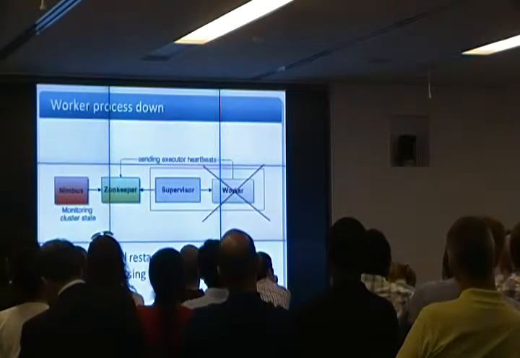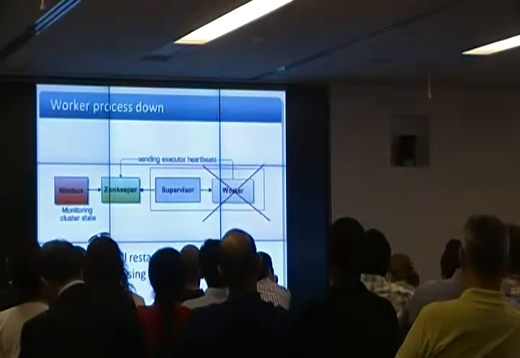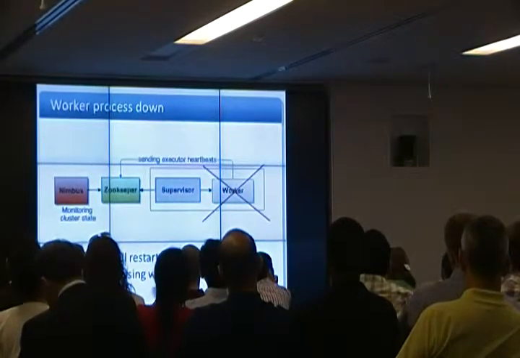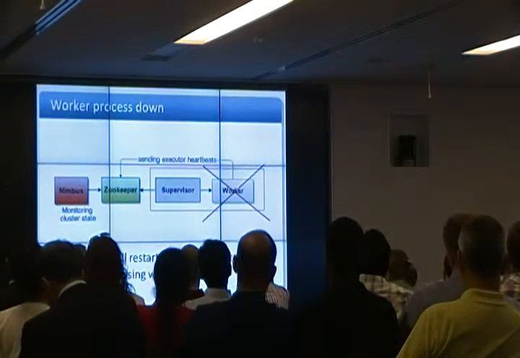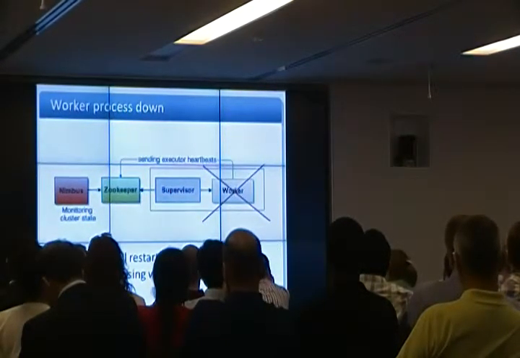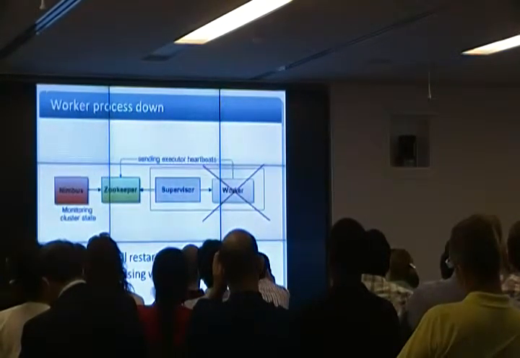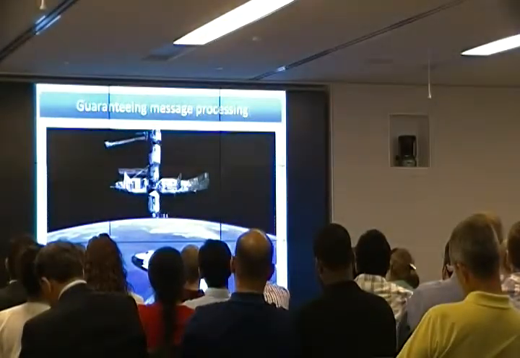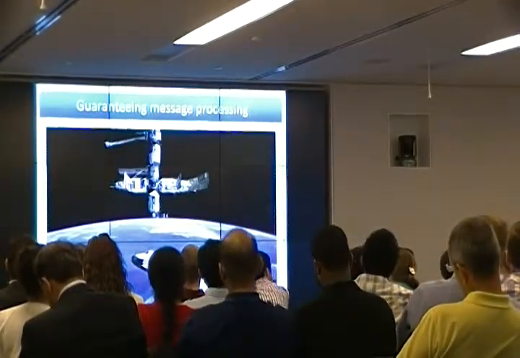And finally, let's say a worker dies, let's say a JVM out of memory error. The supervisor sitting on the same machine will restart this JVM. It's monitoring those, because it initially started this JVM. So it monitors it and will just restart it. So that brings us to guaranteed message processing.